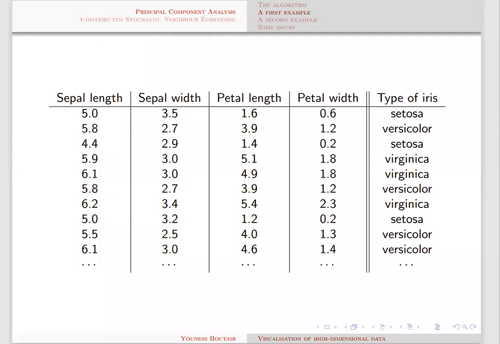So let's try and apply PCA to a first practical problem. Let's say that some botanists provided us with a set of measurements concerning different types of irises. Each row in this table has the features of our data points. These measurements concern the length and the width of sepals and petals. Therefore, our data is four-dimensional.